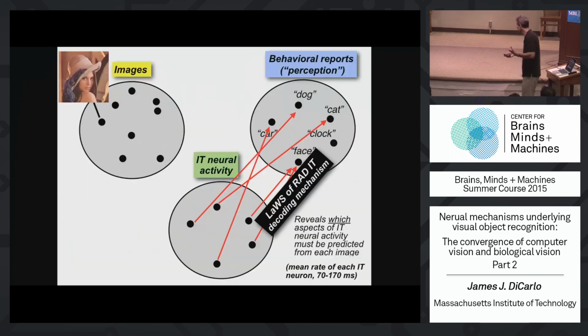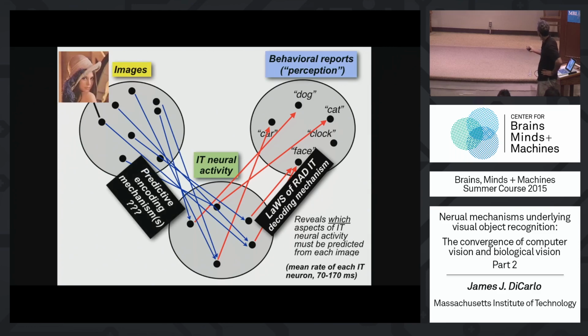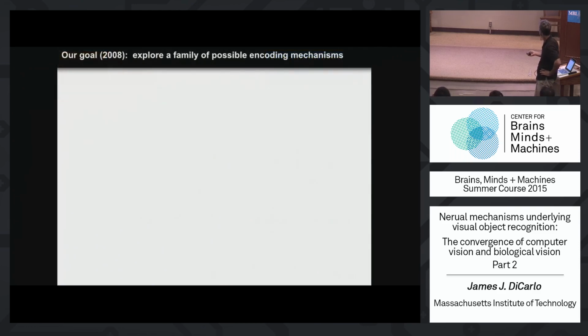Now I'm going to switch gears and talk about the other side. What I talked about tells us that the mean rates in IT seem to be highly predictive. I showed you at least one model, the rate IT model. But now we can turn to the encoding side and say we need to predict the mean rates of IT. That should be our goal if we want to explain images to IT activity. So these would be called predictive encoding mechanisms.